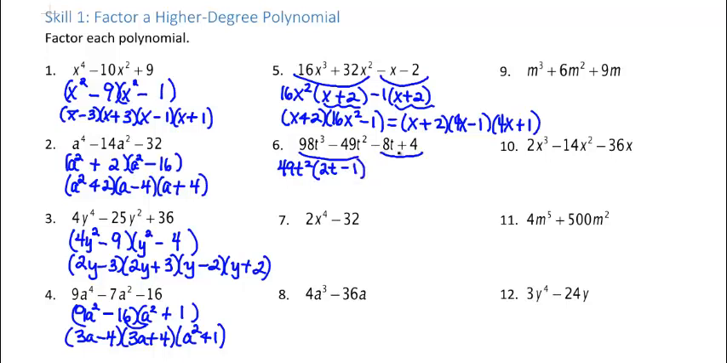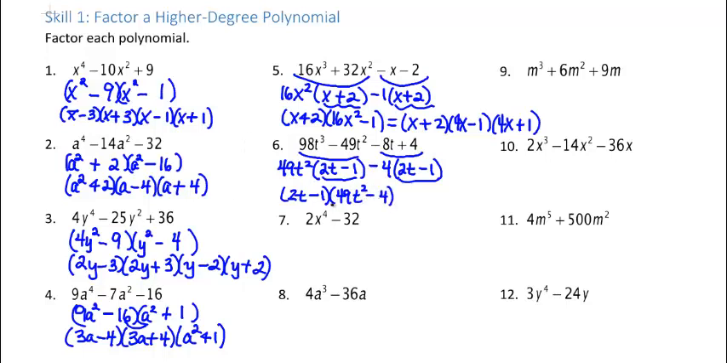And then minus 8t plus 4, those have a 4 in common, and we factor out a negative because of that front term being a negative. So dividing negative 8t by negative 4 leaves a 2t, and 4 divided by negative 4 leaves minus 1. So here again we see a common binomial of 2t minus 1 that we factor out, and that leaves 49t squared minus 4.